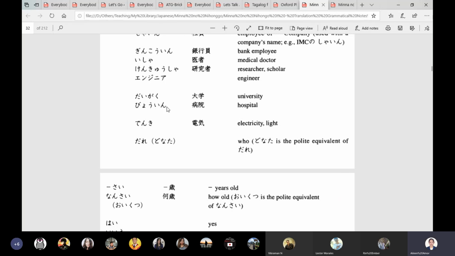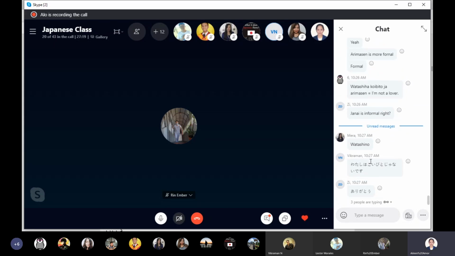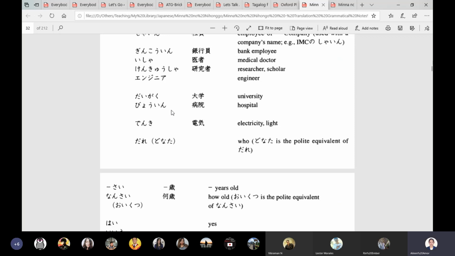And then the next word would be byoin. Byoin. Okay, watashi no means possessive, so it means my. Watashi wa koibito janai desu. Yes, that's also a formal or polite way to say it, janai desu. Okay. Other questions, guys? Okay. So again, byoin means hospital. And then denki. Denki means electricity or light.